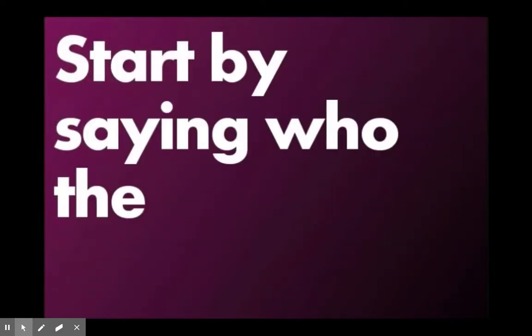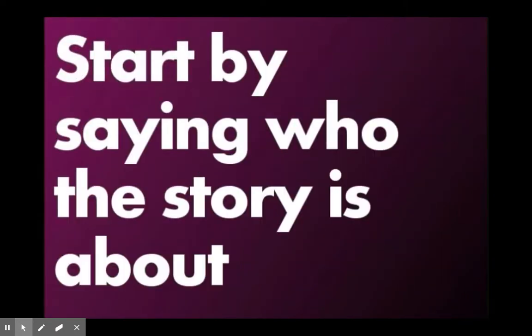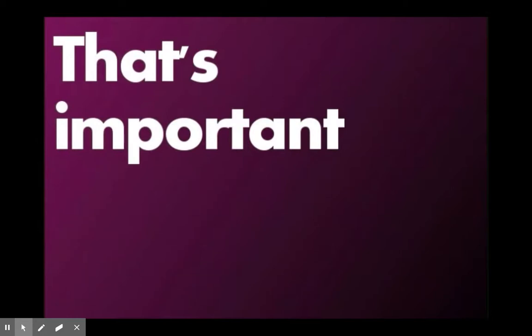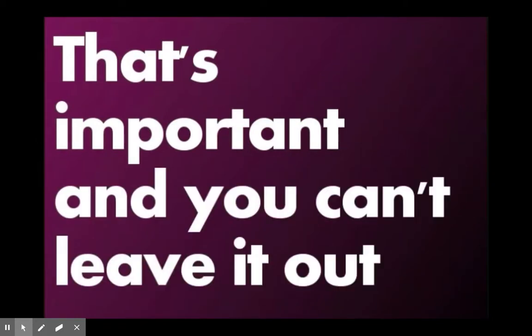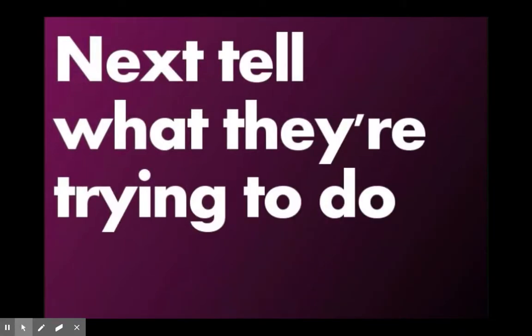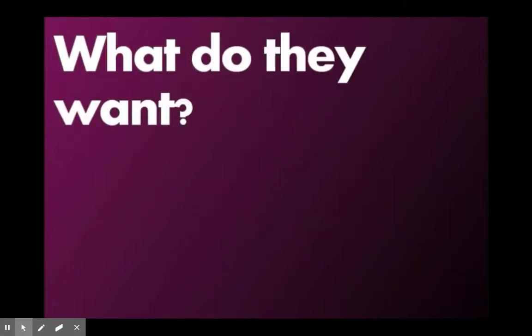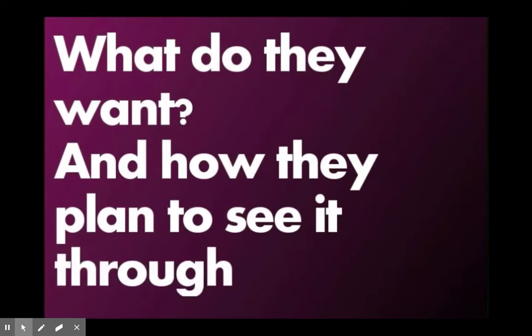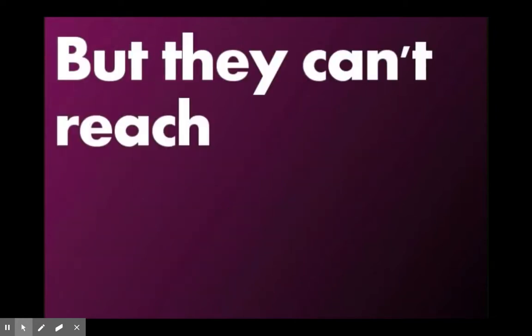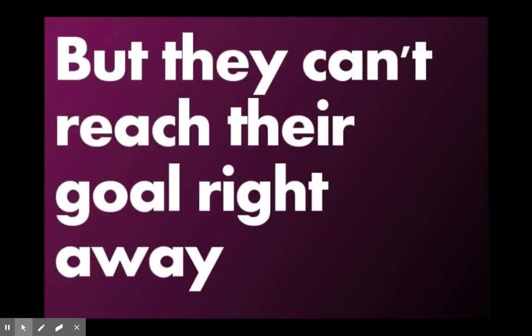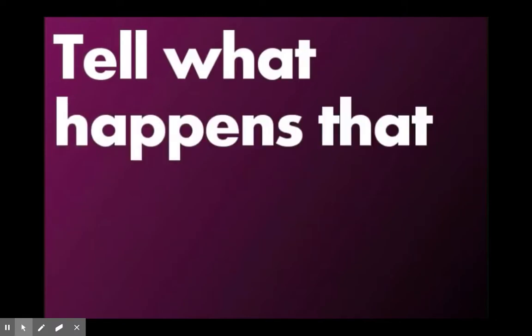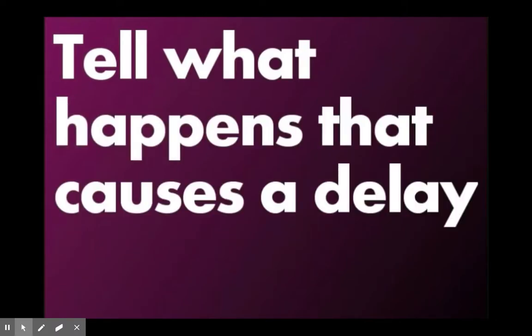Start by saying who the story is about. That's important and you can't leave it out. Next, tell what they're trying to do. What do they want and how they plan to see it through. But they can't reach their goal right away. Tell what happens that causes a delay.